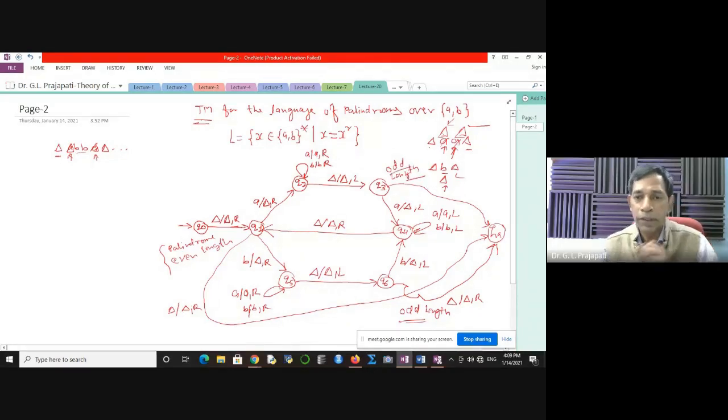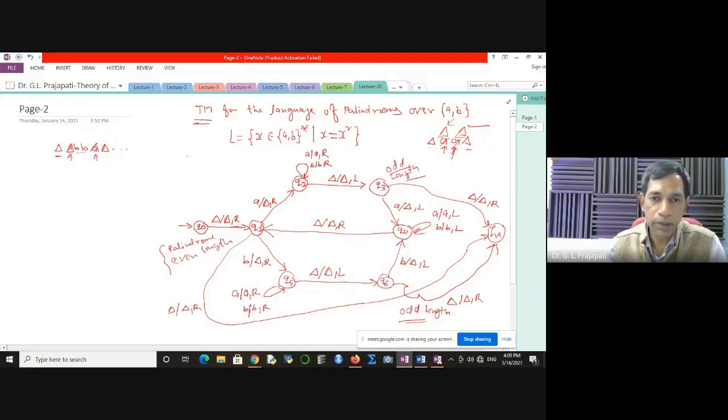So accepting the odd length string from the state q3, you have to go to HA. For what condition? If you have the blank, replace with blank, go to the R. So odd length you are going to accept from q3 and q6, and even length palindrome you are going to accept from the state q1.